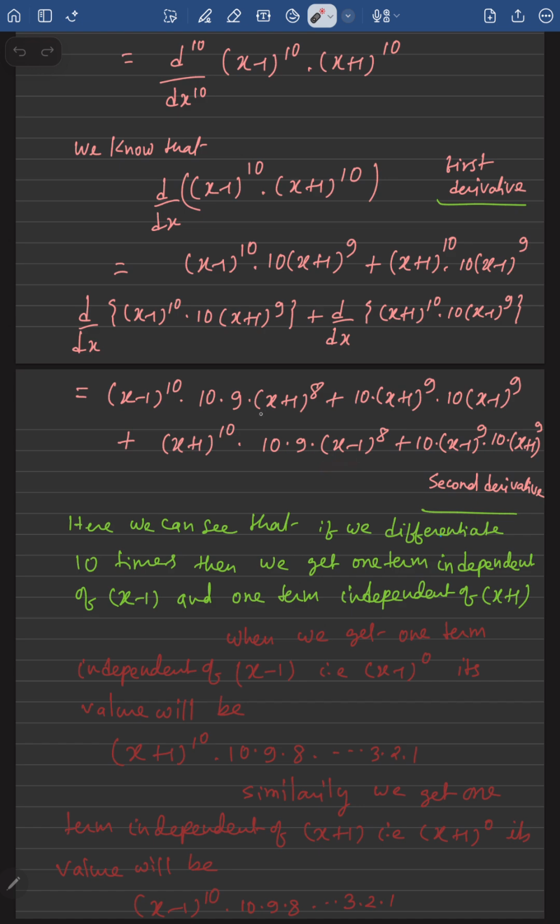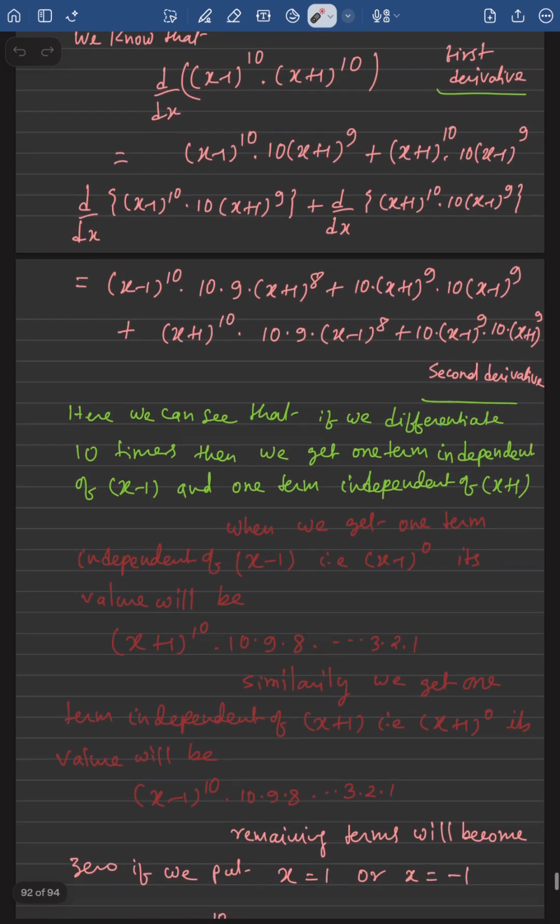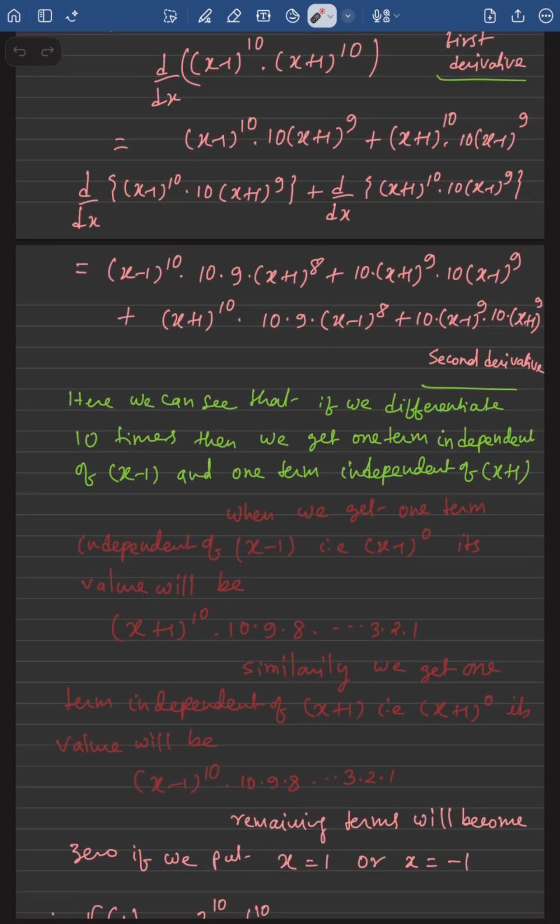Similarly in this case also, continuously you will get 10 into 9 into 8 into (x plus 1) power 7, next time (x plus 1) power 6 and so on, up to independent of x plus 1. So you will be left with only this much and this much. After differentiating 10 times, remaining terms will be there, but we will see only the term which is independent of x plus 1 or x minus 1. Why? Because we have to check the second option, that is f of 1 and f of minus 1.